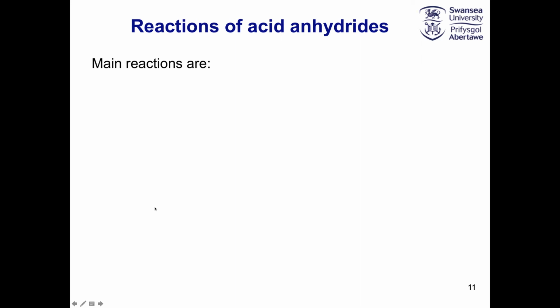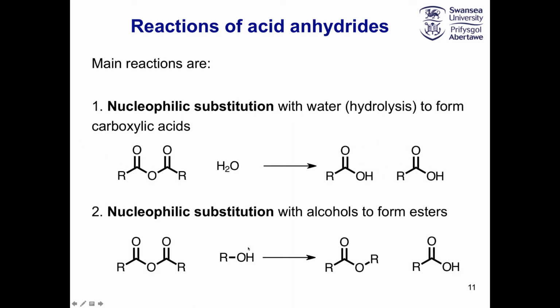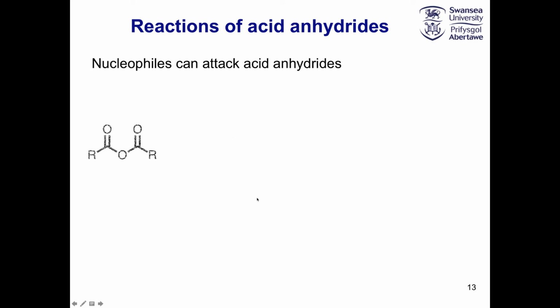The next derivative we'll consider is the acid anhydride. Again, we can make any of the more stable carboxylic acid derivatives, so although we can't make acyl chlorides, we can hydrolyze them back to the carboxylic acids, and we can make esters using alcohols. Again, we can make amides using the amines. The mechanism is essentially the same as with an acyl chloride.